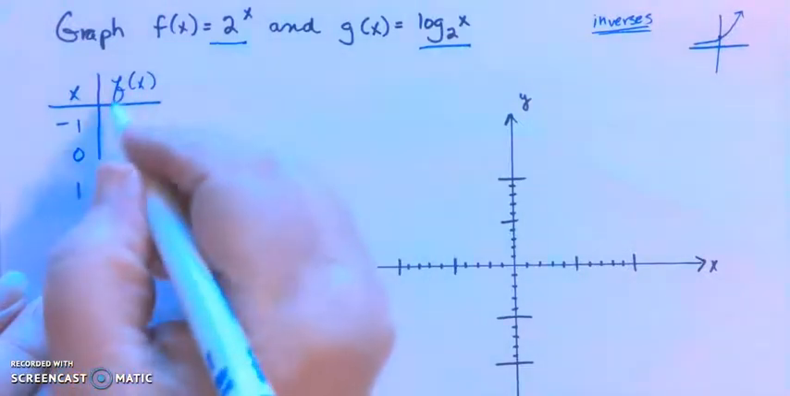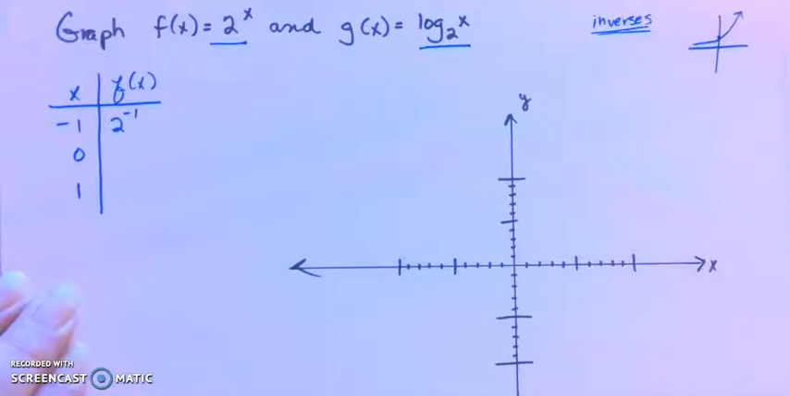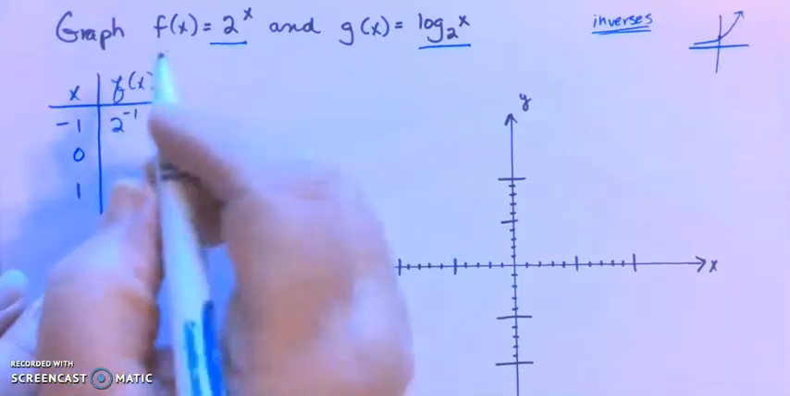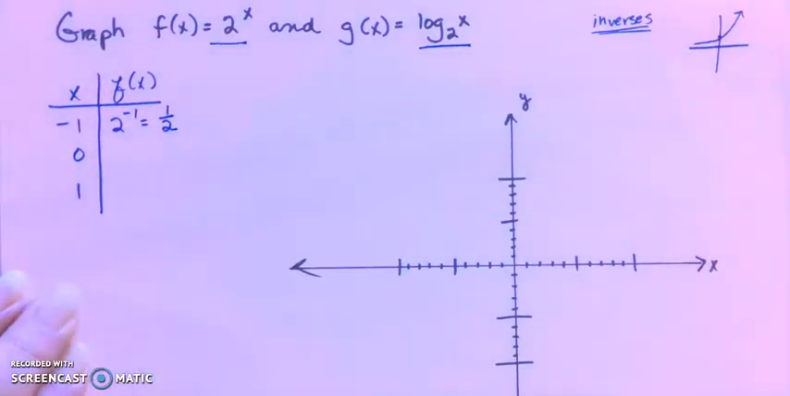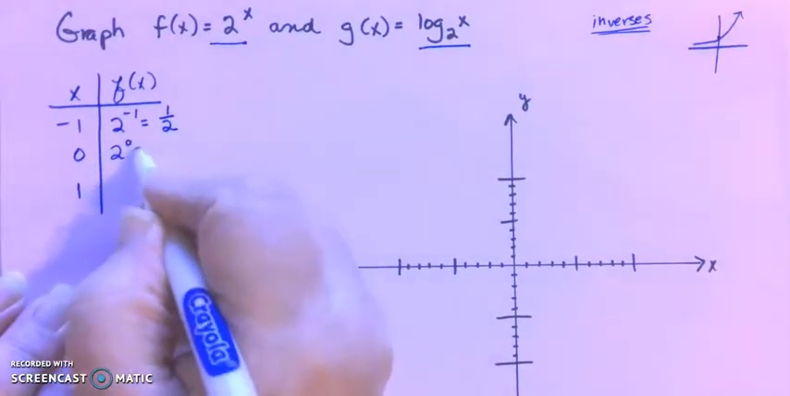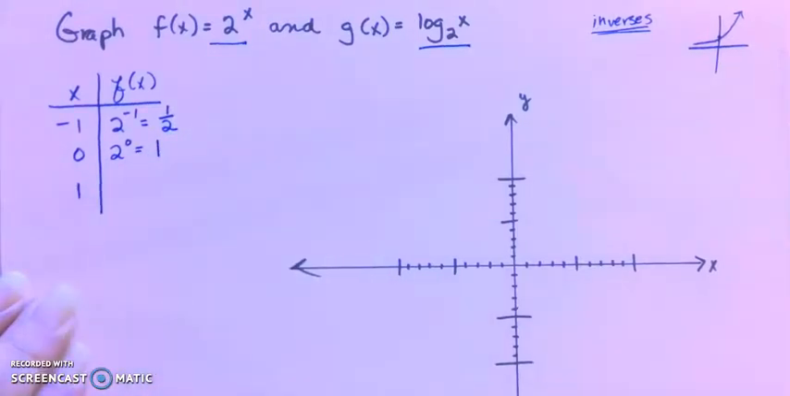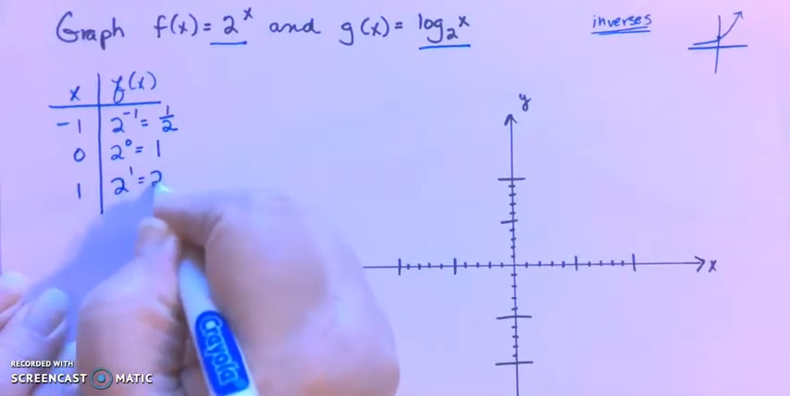If x is negative 1, then we have 2 raised to the negative 1 power, and remember, a negative exponent reciprocates that base, so it turns it into a fraction. So 2 raised to the negative 1 is the same as 1/2. Be sure you review those rules of exponents, especially those negative exponents. If x is 0, then we have 2 to the 0, and we know that's going to be 1. All exponential functions go through the point (0, 1), because anything raised to the 0 power will be 1. And if x is 1, then we have 2 to the first power, and that gives us 2.